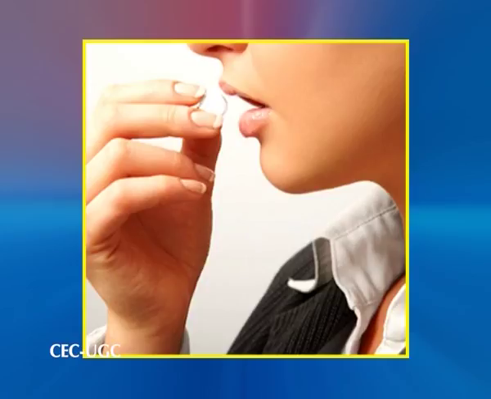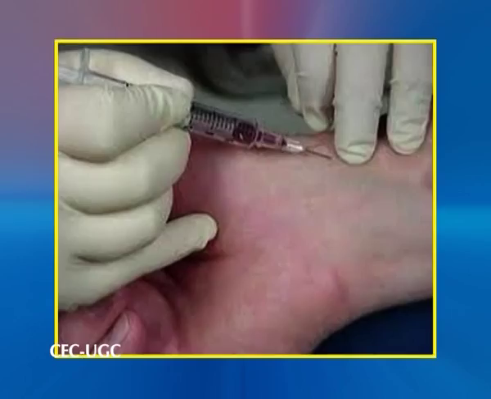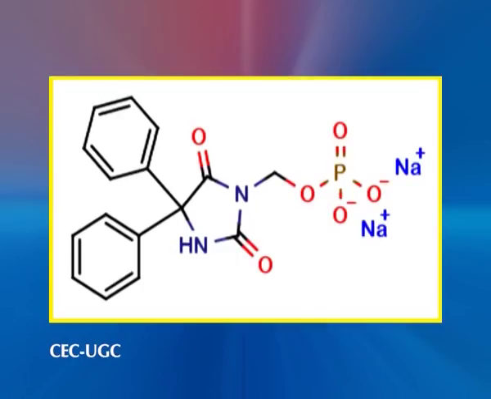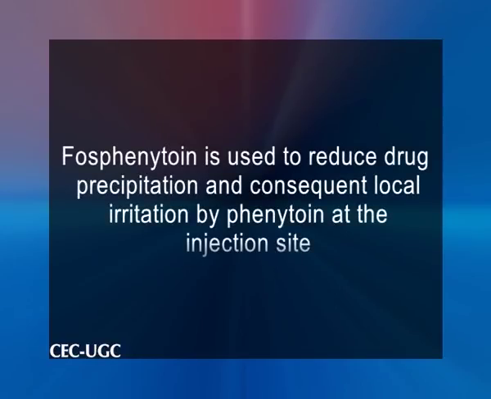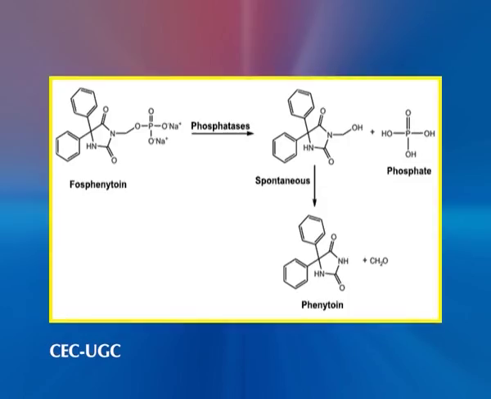Prodrugs can be used not only to enhance oral bioavailability but also to modify the bioavailability of an intravenous dosage form. For example, phosphenytoin sodium salt, the phosphate ester, is attached to an acidic amine of the antiepileptic agent phenytoin via an oxymethylene spacer. Phosphenytoin is used to reduce drug precipitation and consequent local irritation by phenytoin at the injection site. It has an aqueous solubility more than 7,000 times greater than that of phenytoin and is rapidly converted to phenytoin in blood. The enzymatic hydrolysis initially releases an unstable intermediate which is spontaneously converted to phenytoin.